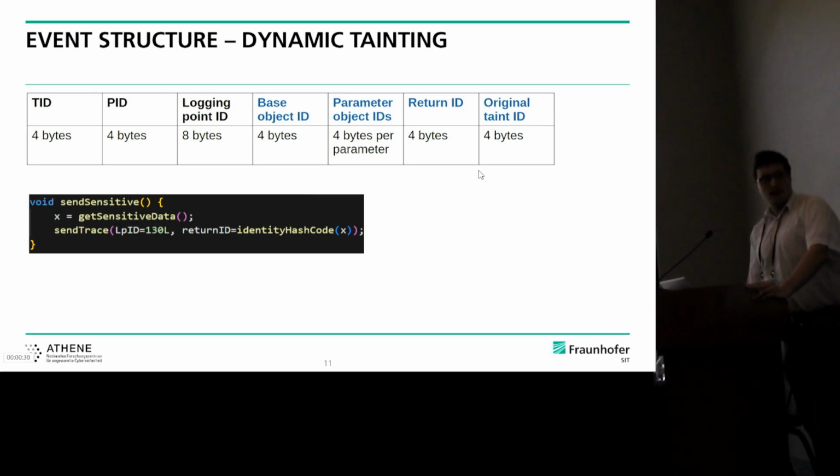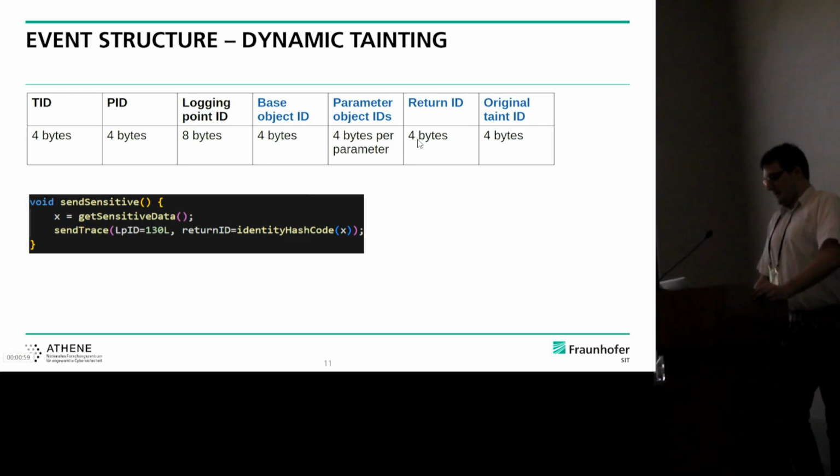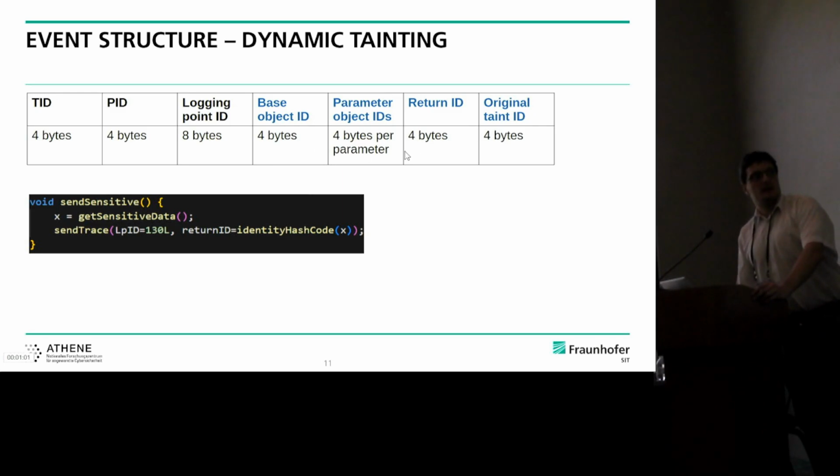In this example, we have a value x, and this value x gets tainted at this point, as getSensitiveData is a source function for us. We will just use the identity hash code of x and send that as a return ID as an event back to the host computer. So for this event down there, the return ID would correspond to the identity hash code of the object x, and the other object IDs would be 0 in this case.